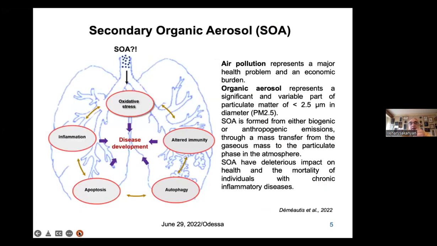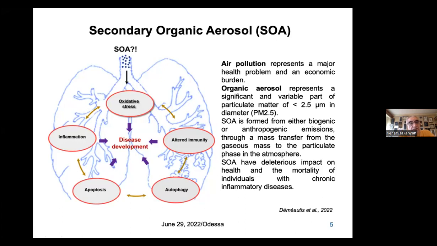So here we have a consequence of the action of free radicals, air pollution, which represents a very important health problem. And we can observe the formation of aerosol, organic aerosol, for example. Among these organic aerosols, there are so-called secondary organic aerosols. And the study of these aerosols began not so long ago.